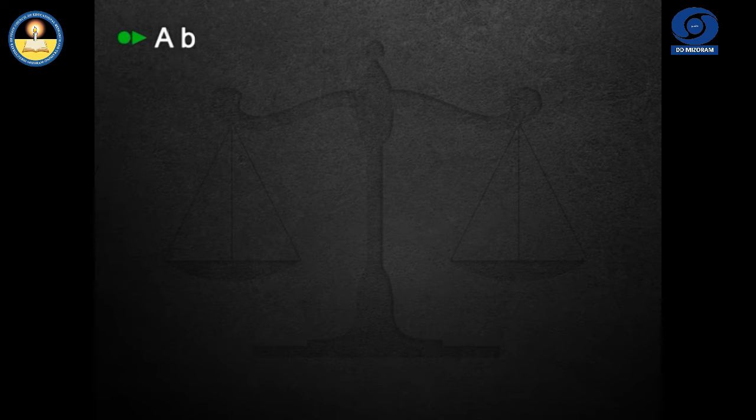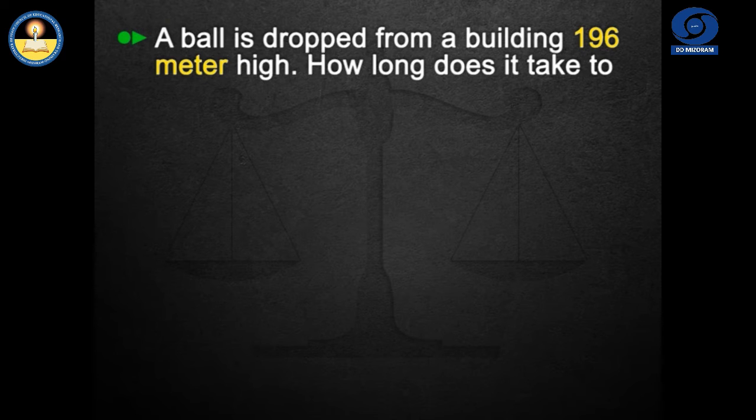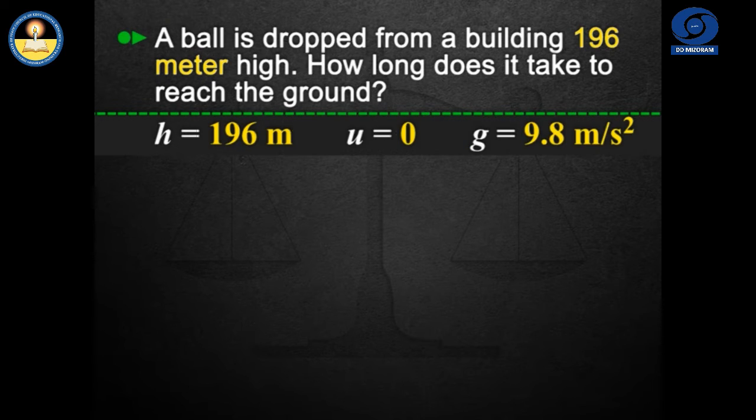Let's solve some problems. A ball is dropped from a building 196 meters high. How long does it take to reach the ground? Here, the height is given from where the ball is dropped, which is initially at rest. The time required by the ball to reach the ground can be measured by the second equation of motion as shown.